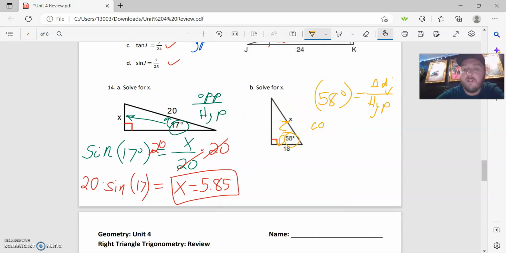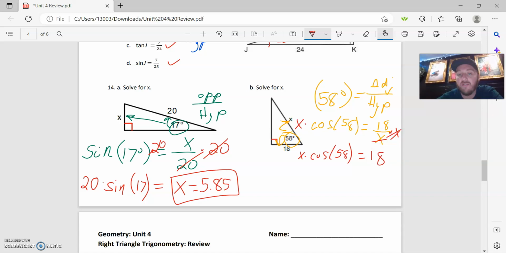I need to get x by itself. Now there's a shortcut, but let's get the long way first, and then I'll recap it in a really short way. I need to get x by itself, so I'm going to multiply both sides by x first. So I get x times cosine 58 equals 18. Because see, these x's would reduce, cancel each other.